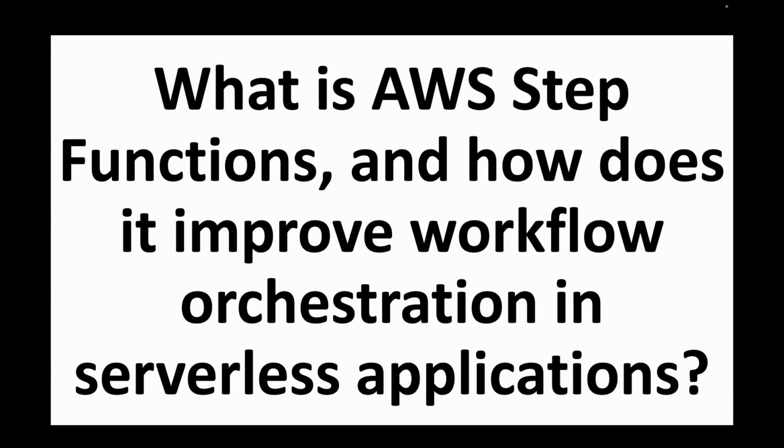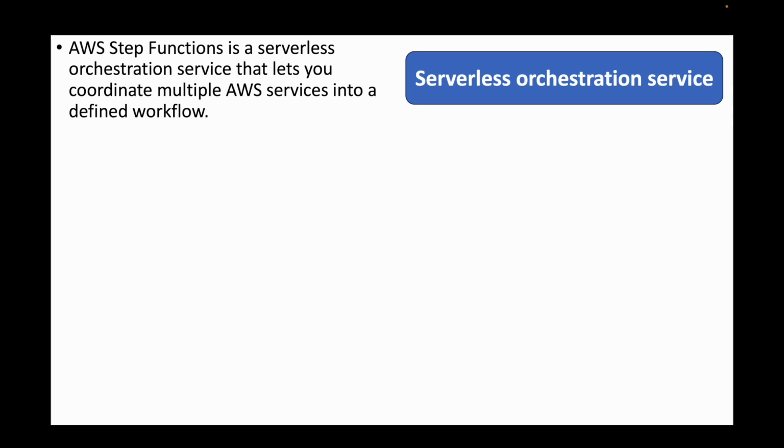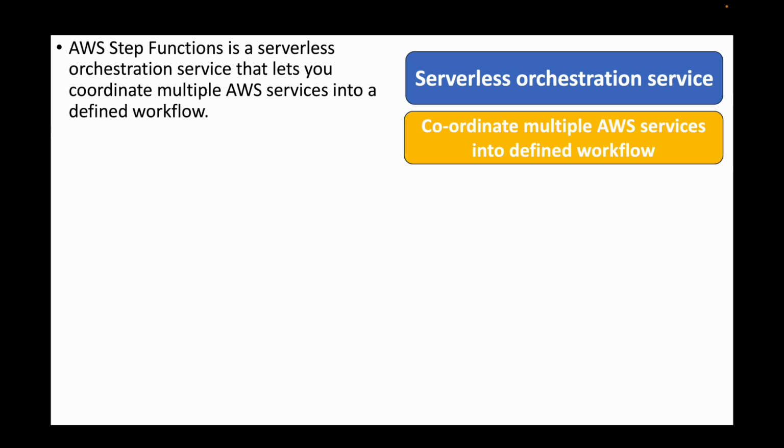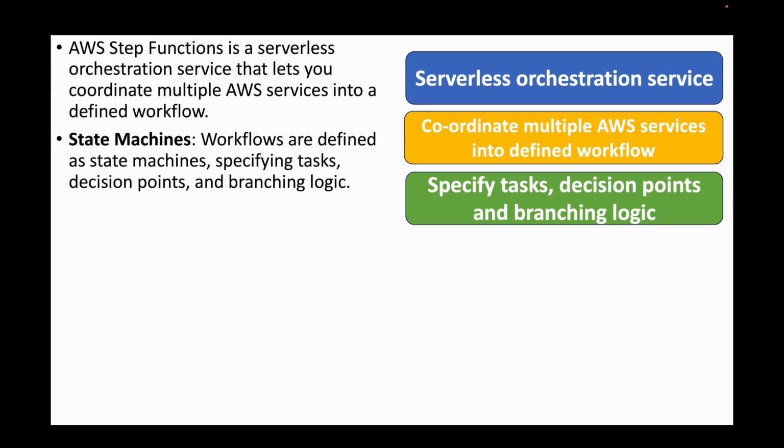The next question we have is, what is AWS Step Functions and how does it improve workflow orchestration in serverless applications? Step Functions can be used when you want to define a workflow. All right. So when you want to implement a serverless orchestration service where you want to coordinate multiple AWS services and define a workflow, you make use of Step Functions. Under this, you'll be creating state machines, which are nothing but your workflows. And here you'll be defining the tasks, so what do you want to do, your decision points and your branching logic. All of that goes into your state machines.